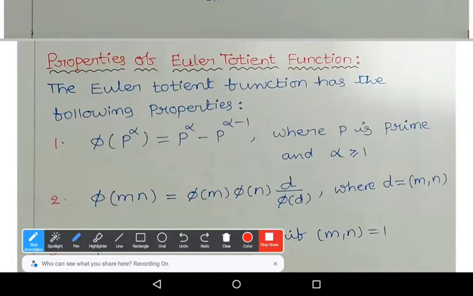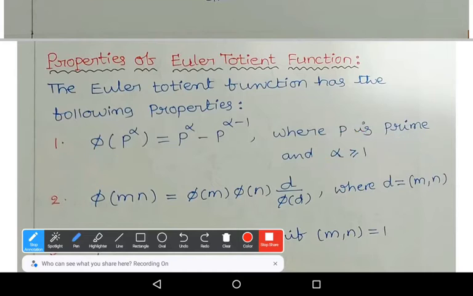In this video, we learn the detailed proof of properties of Euler-Totient function. Let us see the properties first. The Euler-Totient function has the following properties. The first one, φ of p^α is equal to p^α minus p^(α-1), where p is a prime number and α is greater than or equal to 1.